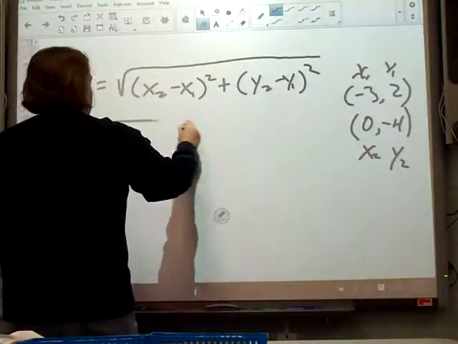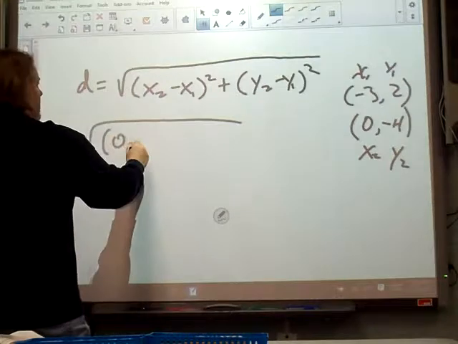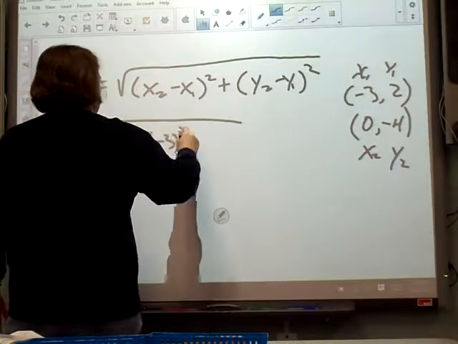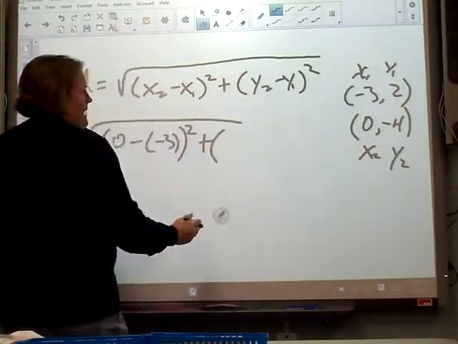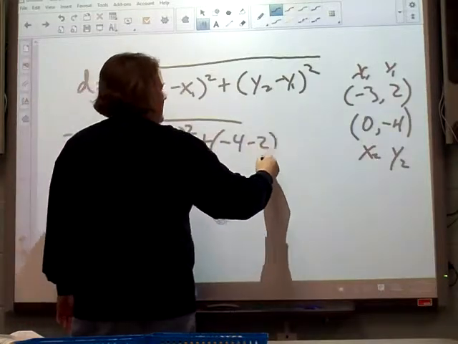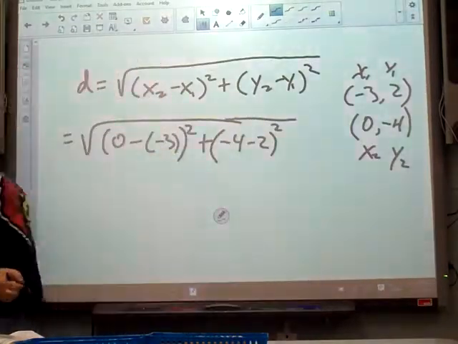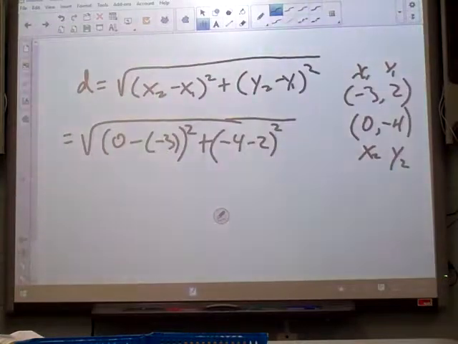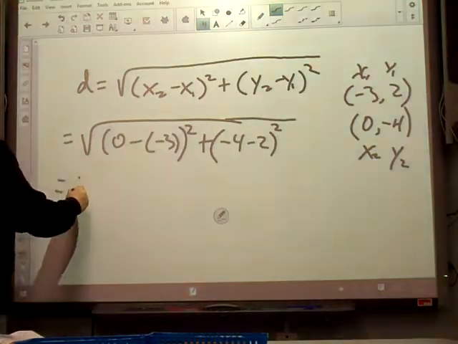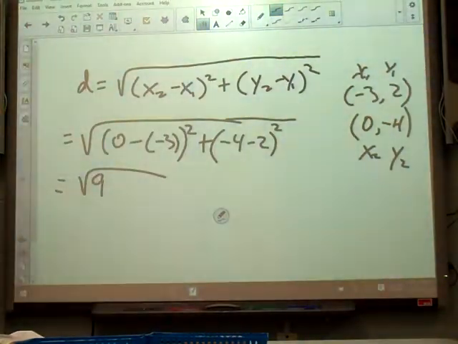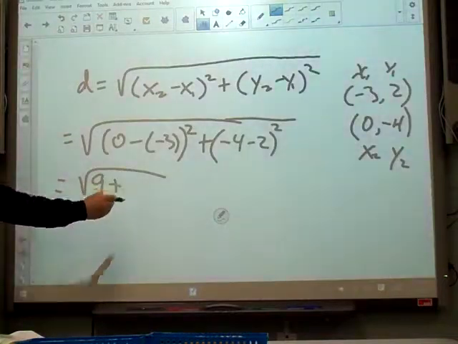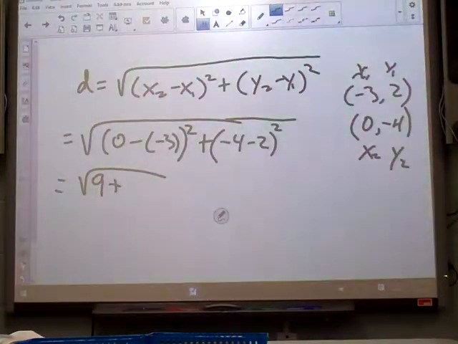We'll have the square root of x2 minus x1 squared plus y2 minus y1 squared. Simplify all that in the first parentheses. 0 minus negative 3 is 3. Subtracting the negatives, adding, 3 squared is 9. Plus negative 4 minus 2 is negative 6. Negative 6 squared is 36.